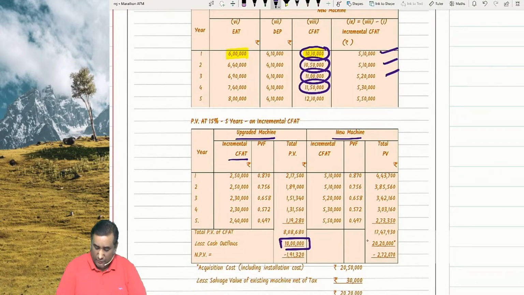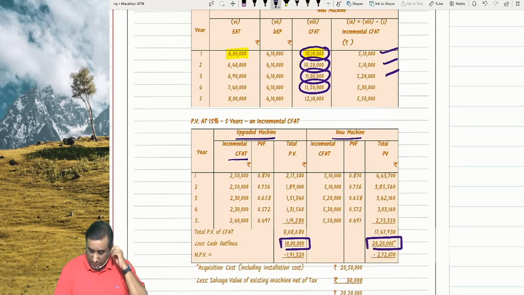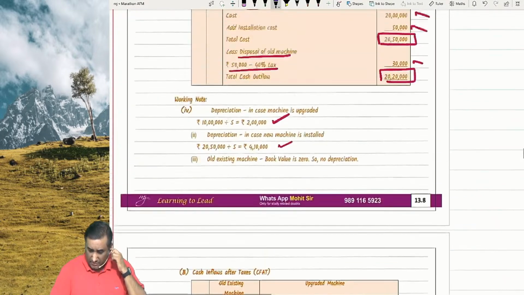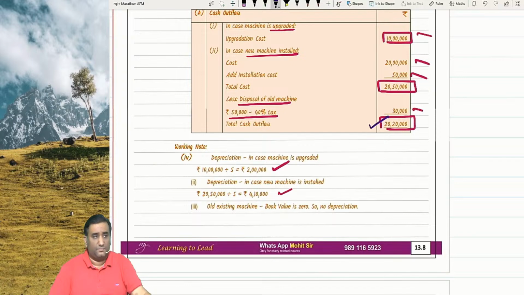Cost you know 10 lakh and 20 lakh 20,000. 2020 came, right? 2020. Can you try it as homework?